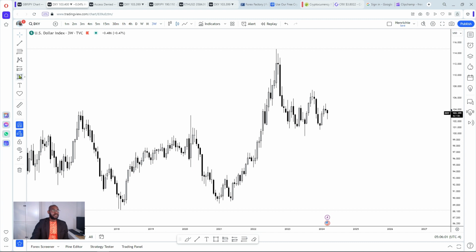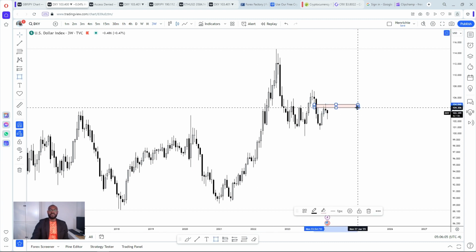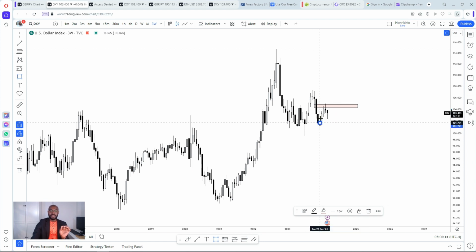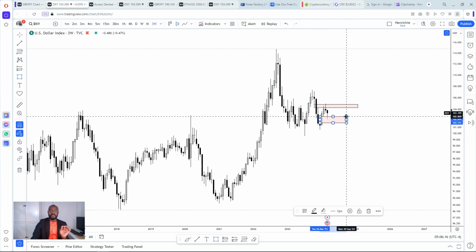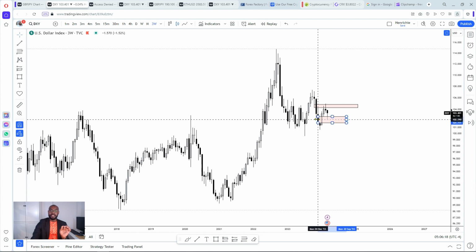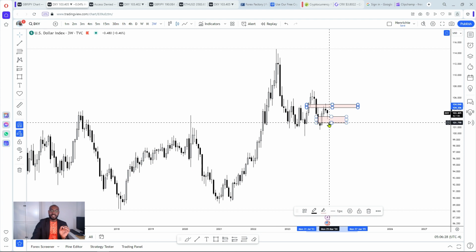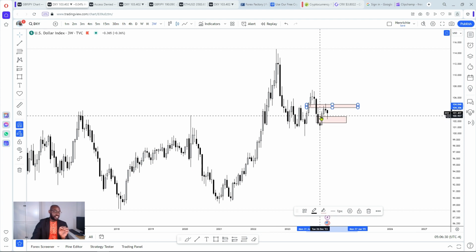that this key level, this inefficiency, is an external range inefficiency, and price mitigated it. And look at what we came down into: an internal range inefficiency. So we mitigated an external range inefficiency. After mitigating an external range inefficiency, we came down to mitigate an internal range inefficiency.